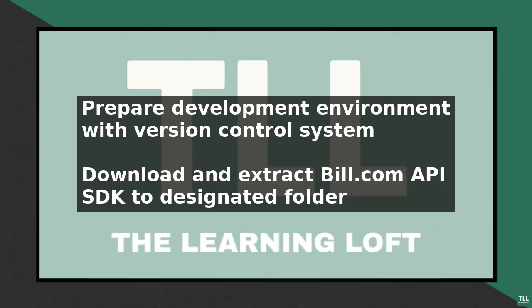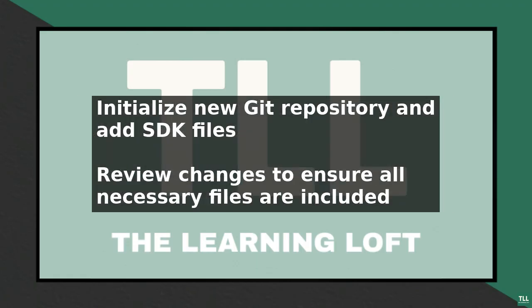After initializing the repository, add the build.com API SDK files to the repository using the appropriate command. This will stage the files for commit, allowing you to review and confirm the changes before creating a permanent record. Review the changes to ensure that all necessary files are included and that there are no errors or issues.